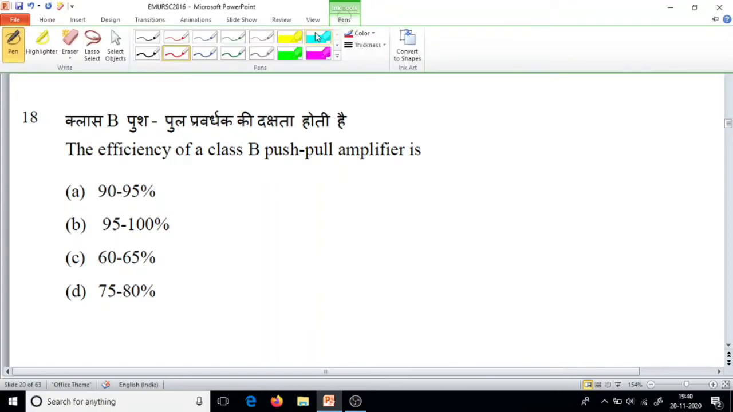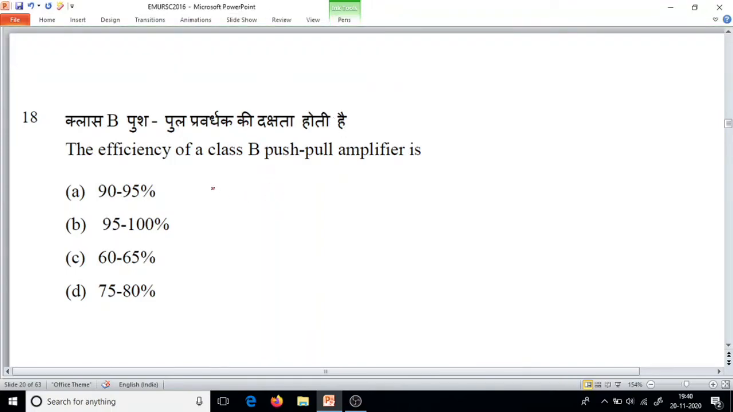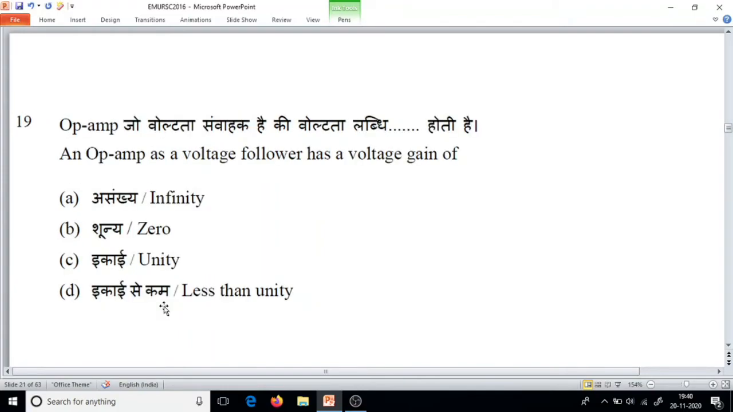Question number 18. The efficiency of a class B push-pull amplifier is? The answer is option D. They say 78.5%. So it is in between 75 and 80%. Question number 19.